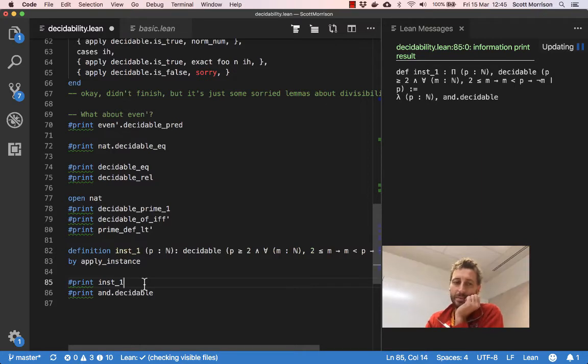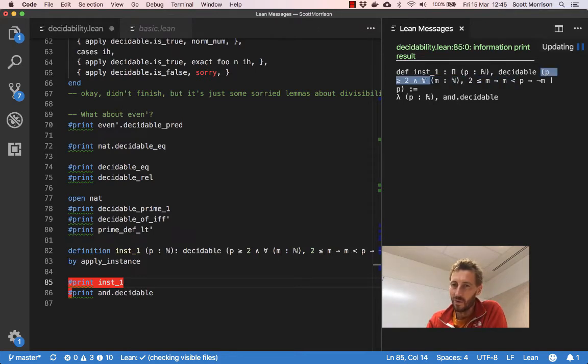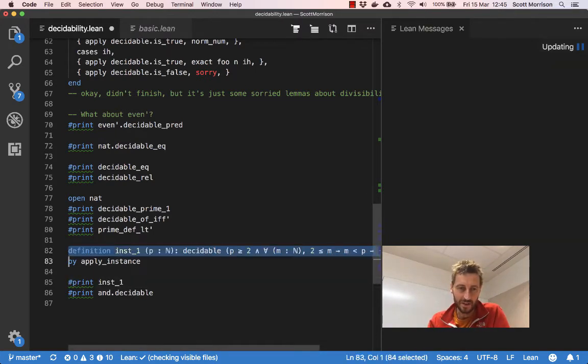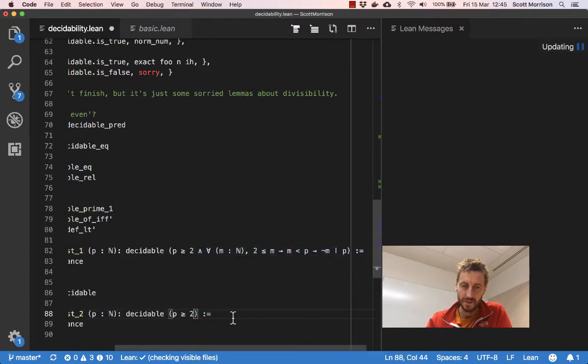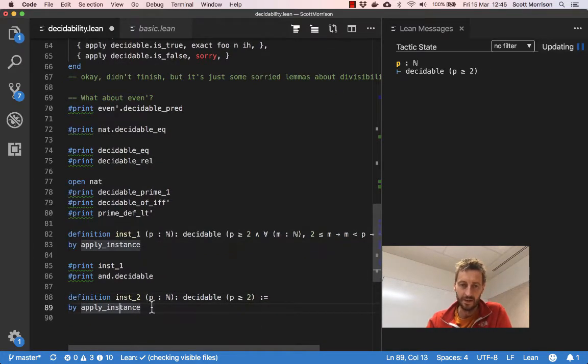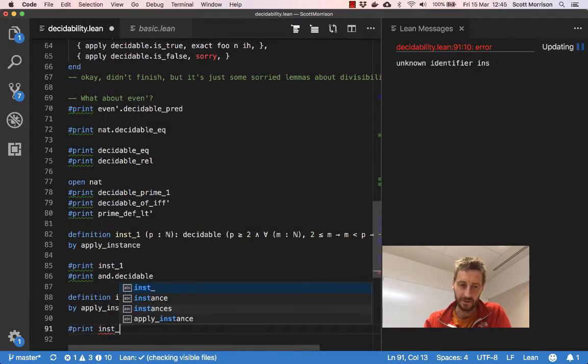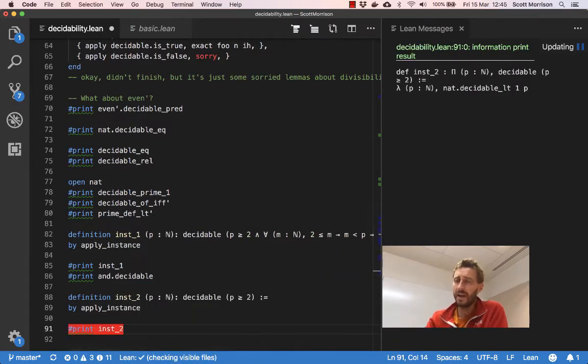Well, except we can't, because, well, I guess we can actually, because we know what the two sides of the AND are here. So why don't we keep looking at those guys? We'll define inst2 to just be the decidability of P is greater than 2. Okay, and again, apply instance works, so we can ask it, how did you do that? And it says that what it used was a decidability instance for the relationship less than. Okay, it can decide whether one natural number is strictly less than another one.